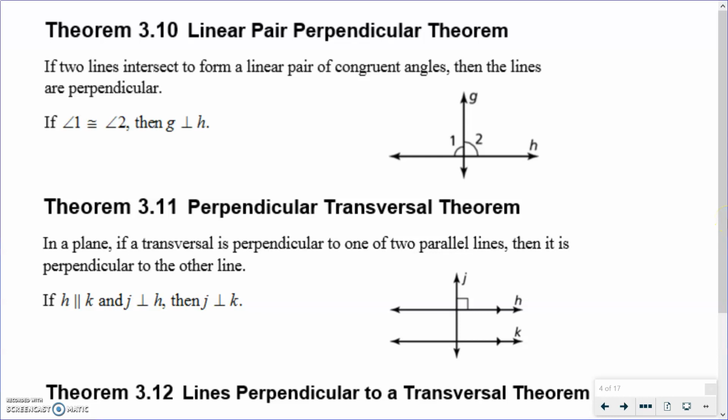Okay, so today we're going to look at some new theorems and then also do some algebra review. So the first thing is these three theorems. They are on the notes that are uploaded, but also here they are.